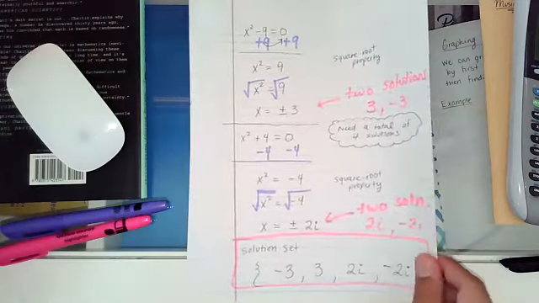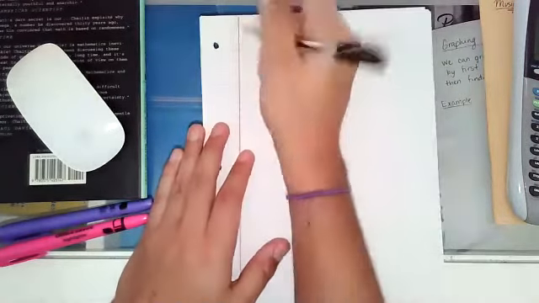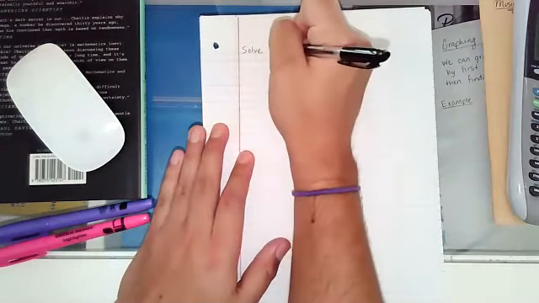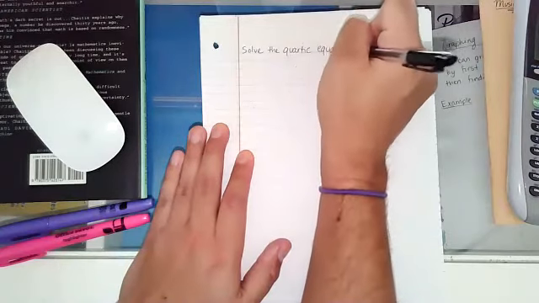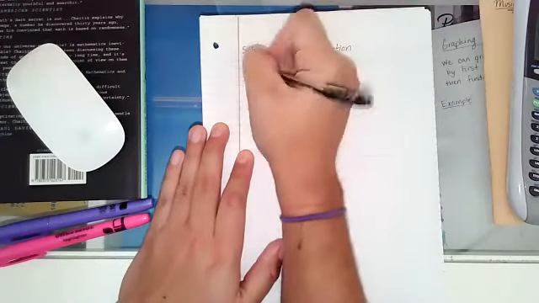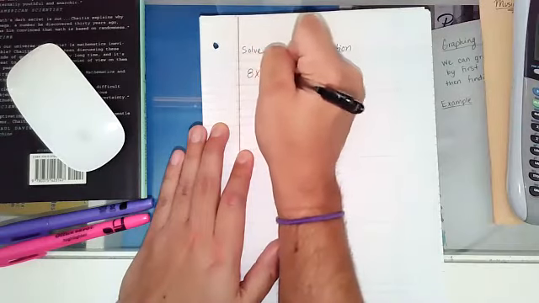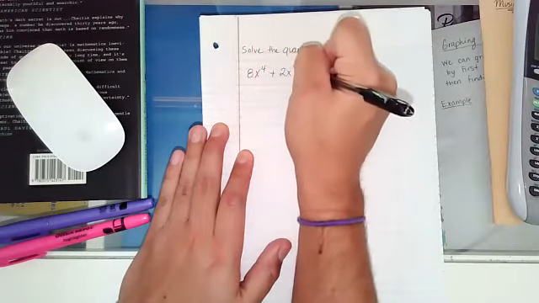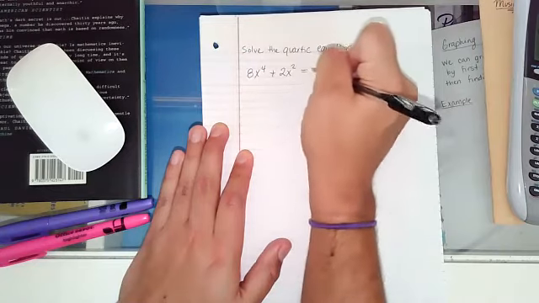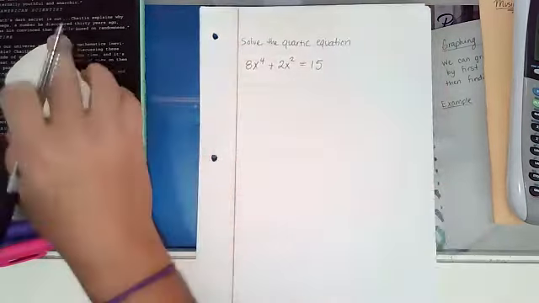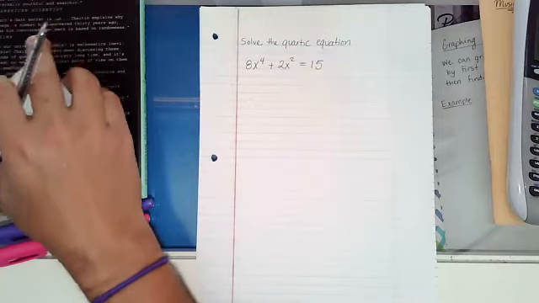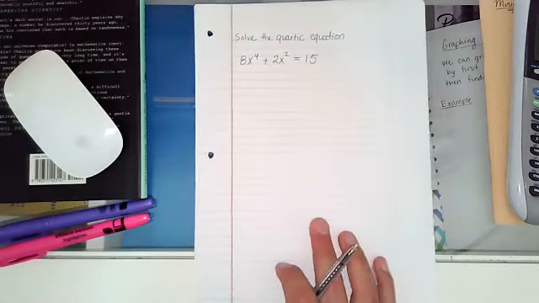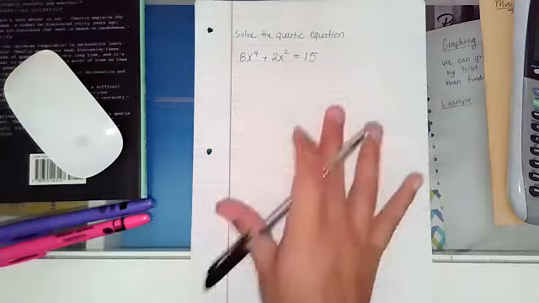Okay. Well, now I'm going to give you an example so that you guys can work on your own. So we want to solve the quartic equation, which is 8x to the 4th plus 2x squared is equal to 15. So I'll give you guys about 10 or so minutes to solve this one.